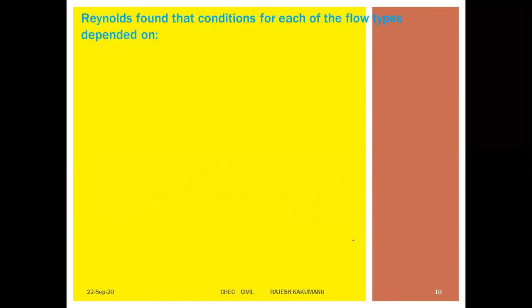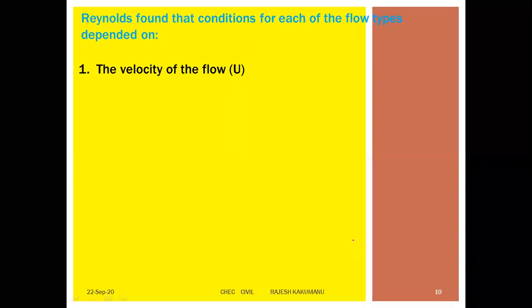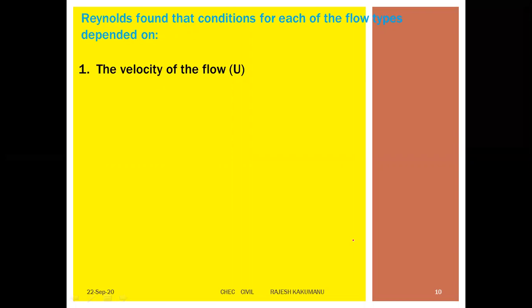Next, Reynolds found that conditions for each flow type depend on 4 factors. So ఎప్పుడైతే ఈ ఫ్లోస్ మనము డిఫరెన్షియేట్ చేసామో, we are having some sort of conditions. Depends on what? First one is the velocity of the flow. Flow యొక్క velocity. ఓకేనా, the velocity of the flow. Flow velocity is denoted with u. The second one is the diameter of the tube. Second parameter ఏంటి? The diameter of the tube, d.